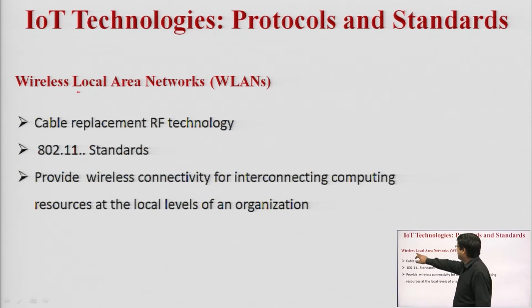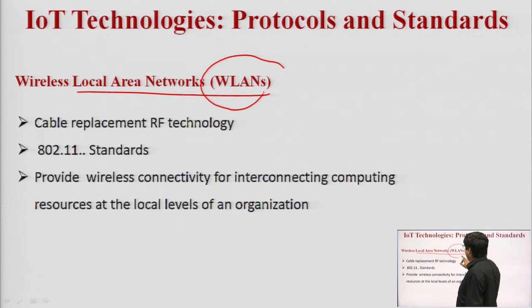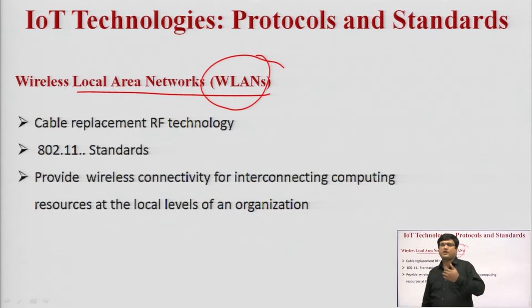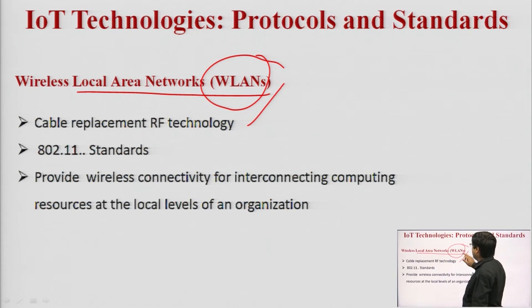First one is the wireless local area network, WLAN. This is basically a cable replacement RF technology. Traditionally, we use cables to transmit data from one location to another location. So this is the alternative to cable technology. Here we are using a wireless concept like radio frequency technology.